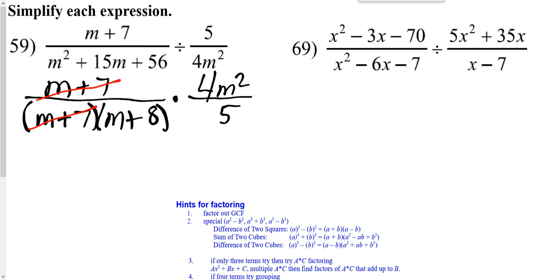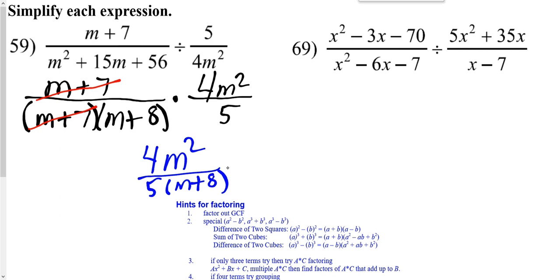Some of you might be thinking, well, can't we do anything with the 4 and the 8? And no, we cannot, because you notice that 8 is added to something on the bottom. It's not 8 times something. So we just look at what's left. We have a 4m squared on top. We have a 5 times an m plus 8 on the bottom, and that's all we can do.